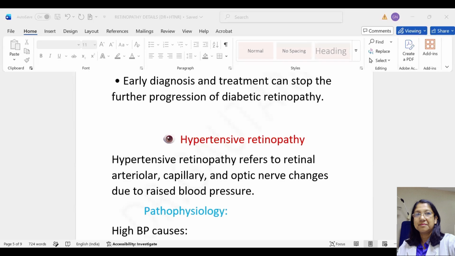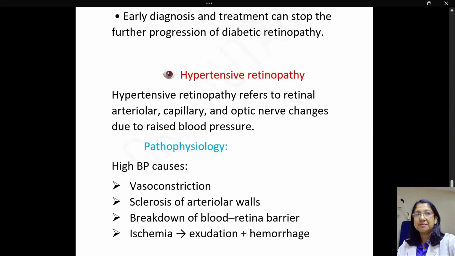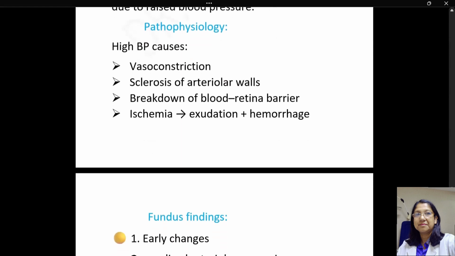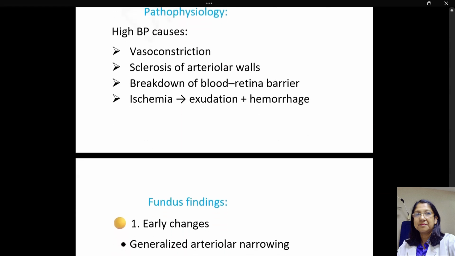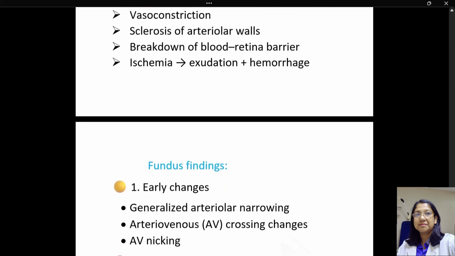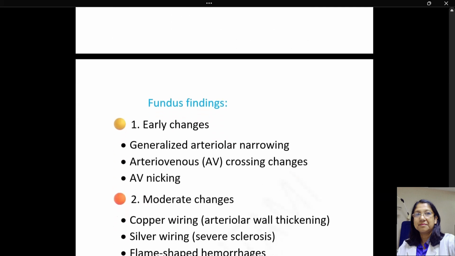So, hypertensive retinopathy, you got some idea about it? Causes? Obviously, high BP causes hypertensive retinopathy. High BP which causes vasoconstriction, sclerosis of arteriolar walls, blood-retina barrier is broken. There is ischemia which causes exudation and hemorrhages. That is seen in fundus. Hemorrhages are flame-shaped hemorrhages, exudation of hard exudates, soft exudates, and when fluid is leaked, it is retinal edema.